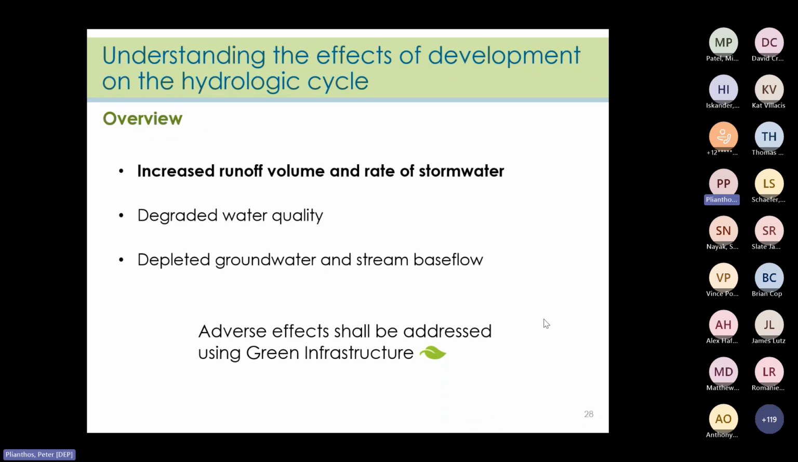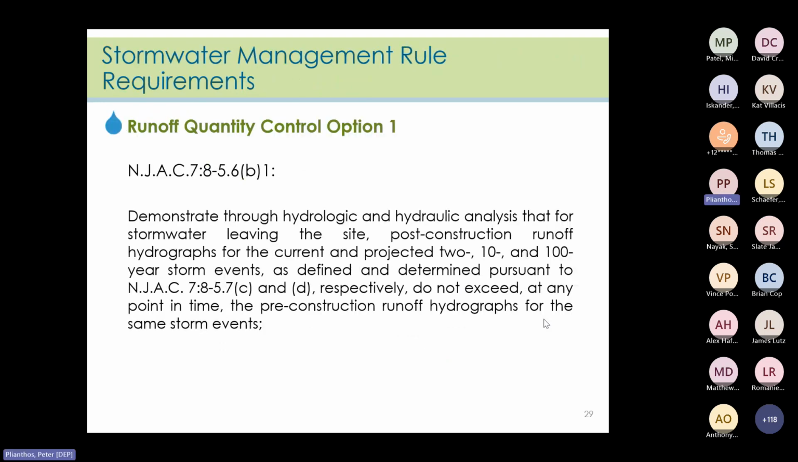We will now address how we mitigate these effects in turn, beginning with the runoff quantity control standards in place to address the increase in volume and rate of stormwater runoff. There are 3 runoff quantity control options. The full text of the first can be seen here. Note that the water droplet is the icon used in the BMP manual for this design and performance standard.